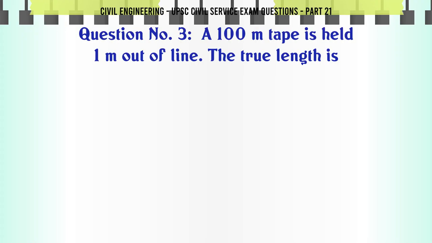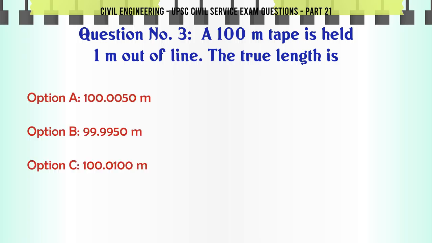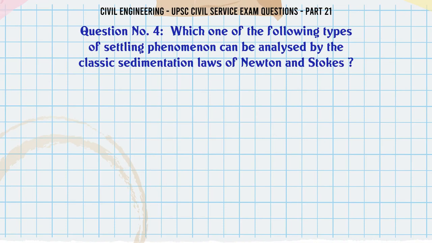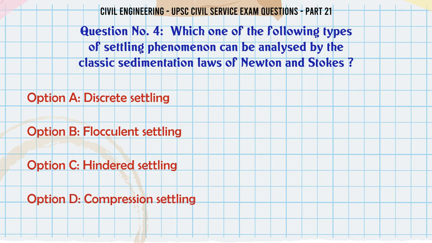A 100 m tape is held 1 m out of line. The true length is A. 100.0050 m, B. 99.9950 m, C. 100.0100 m, D. 99.9800 m. The correct answer is 99.9950 m.